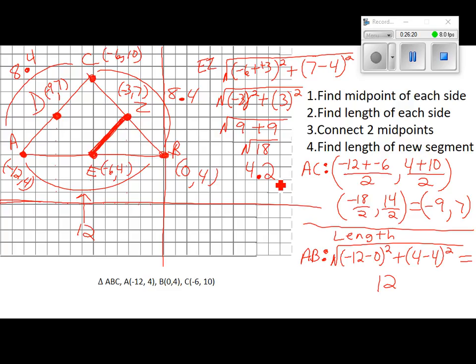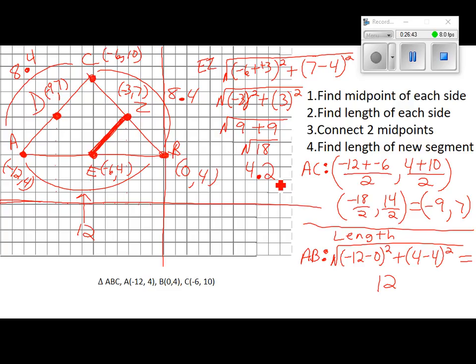Anybody else get what I got? 4.2? I got 5.2. I got 11.4. So let's go back. Did I plug in my x's right? Negative 6 and negative 3. Yes. 7 and 4, is that my y's? Yes. So I plug those two in.